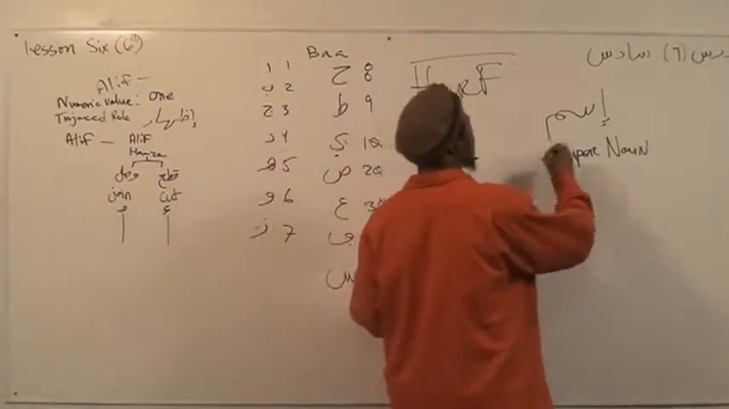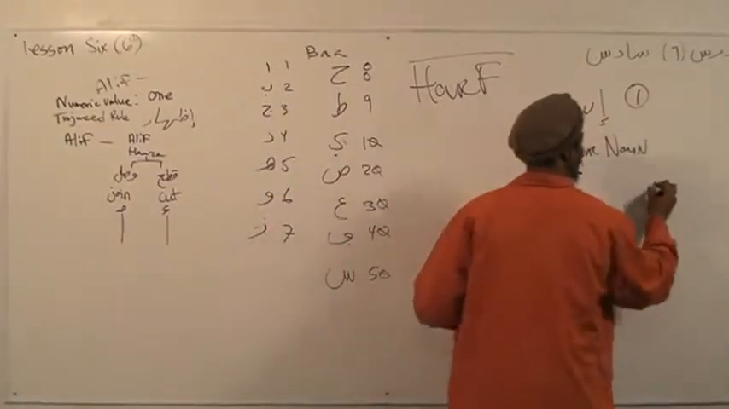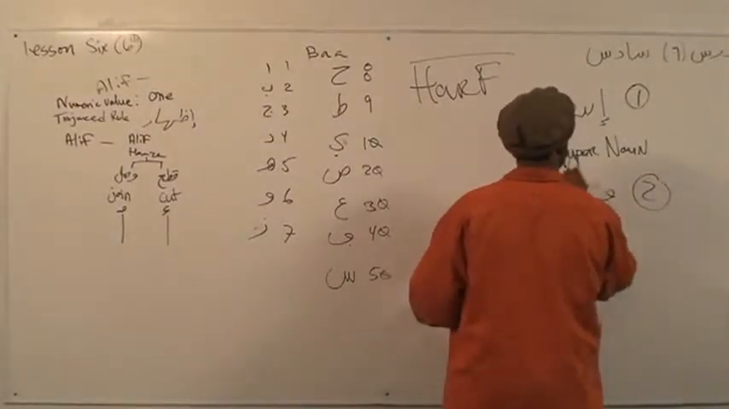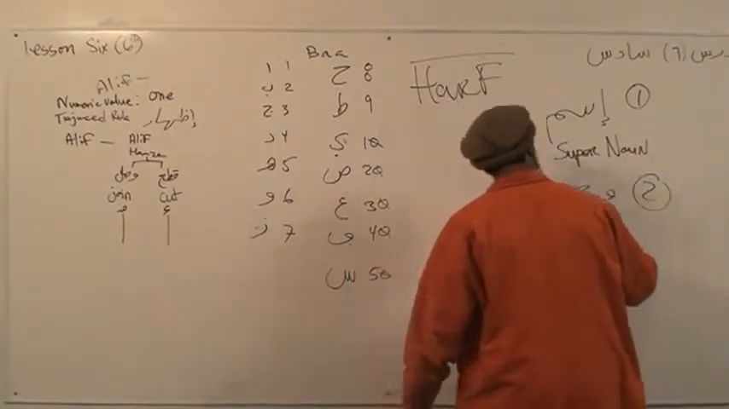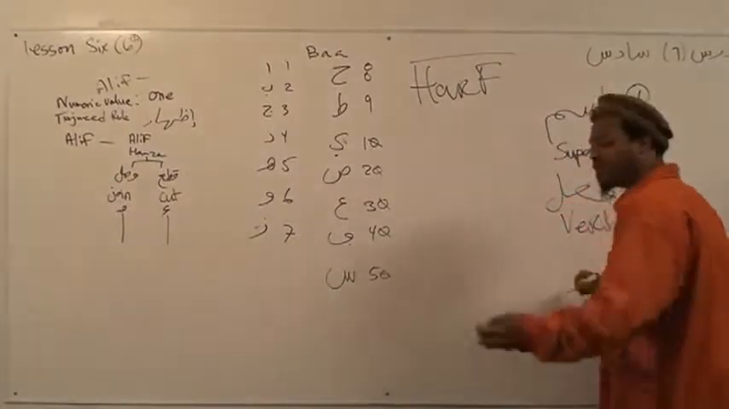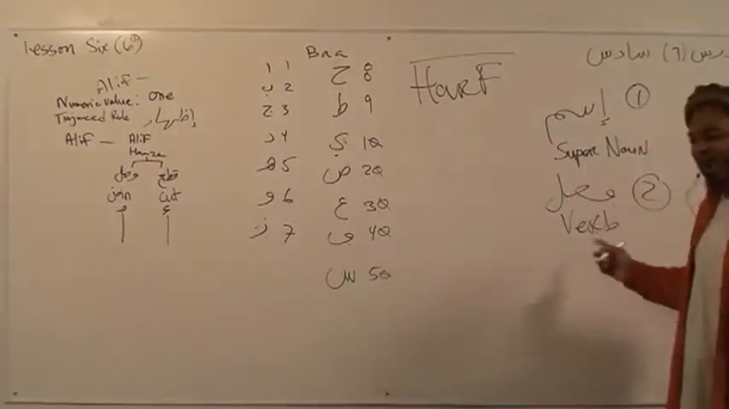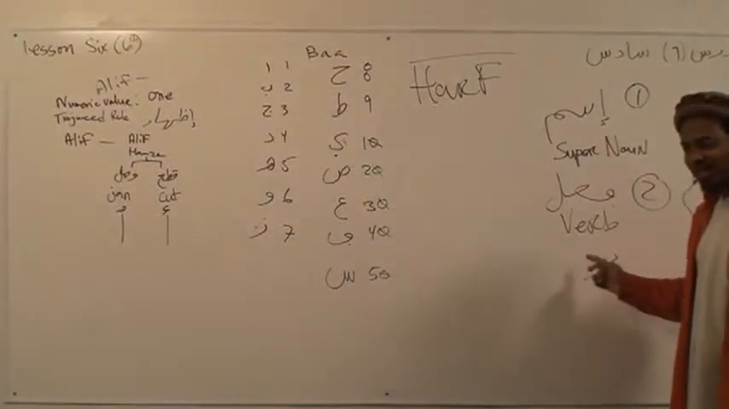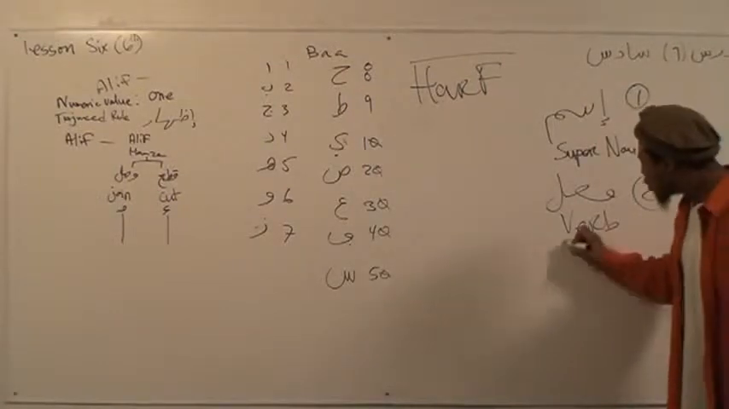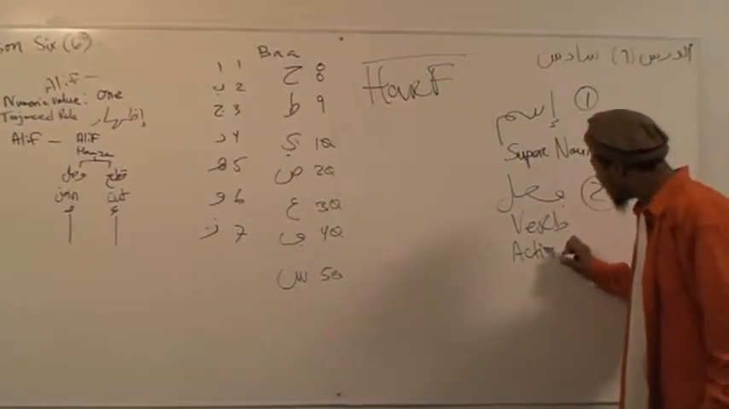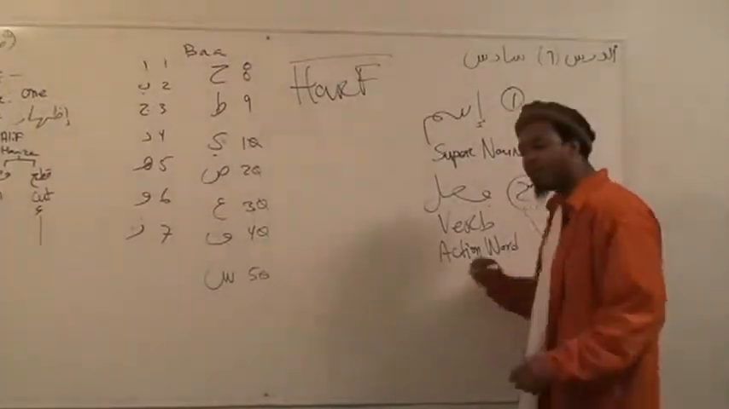What's the other part of Arabic? Fi'lun. What is a fi'lun? Verb, or action word. And what is a verb? Since we never learned that in American school, we never learned what a verb was. What is it? An action word. Any word that points to an action.